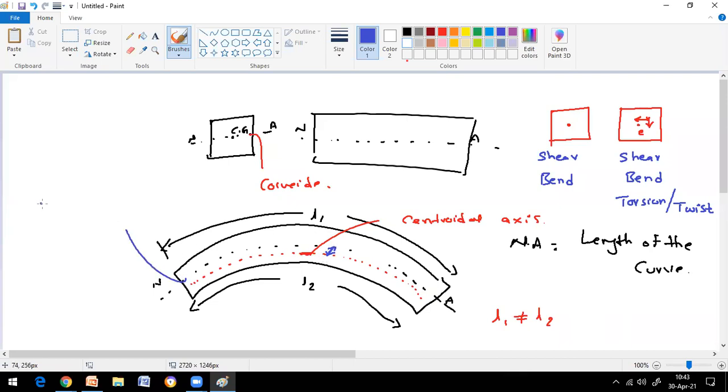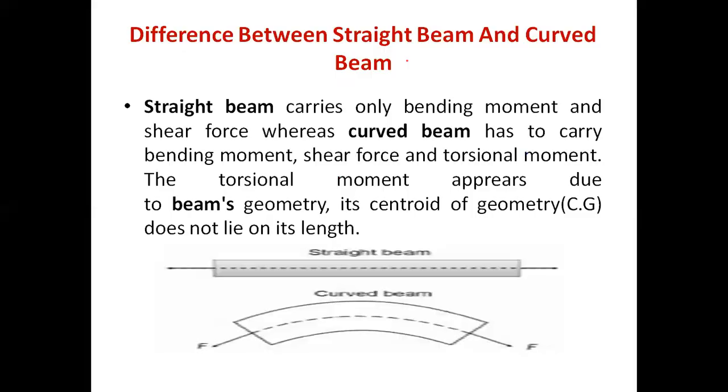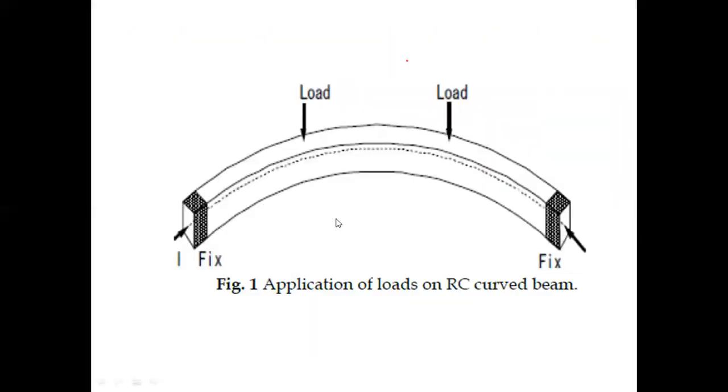These are called dimensional properties. That is what you need to understand. It is a very important point: the difference between the straight beam and the curved beam. Let's see, this is the picture.